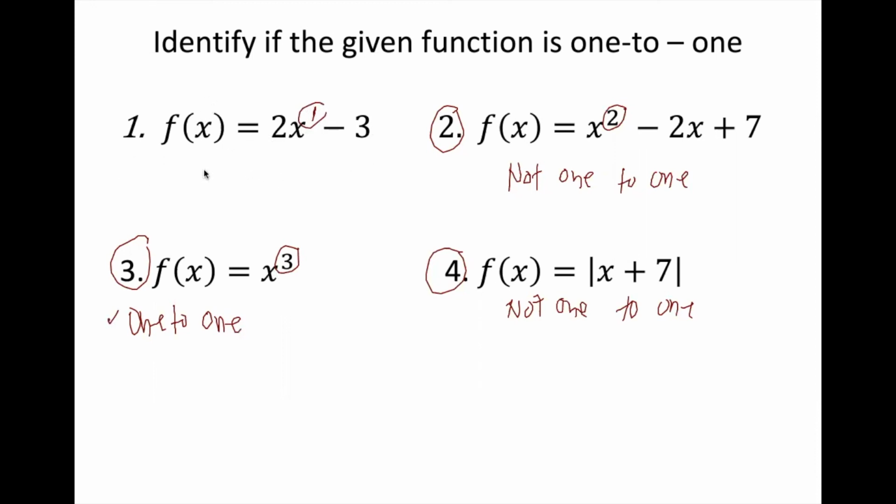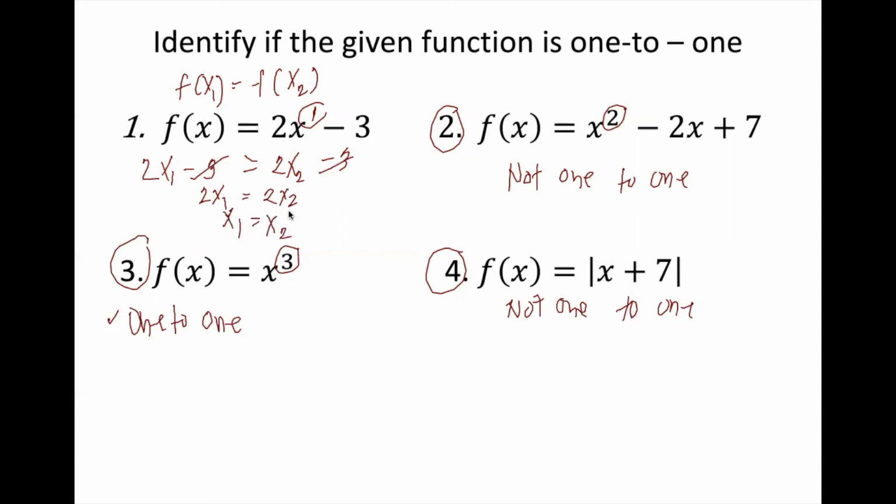We can show this one by substituting in the function. We have to show that if f of x sub 1 is equal to f of x sub 2, then x sub 1 equals x sub 2. So that is 2x sub 1 minus 3 equals 2x sub 2 minus 3. So the minus 3 will be cancelled out. We have 2x sub 1 equals 2x sub 2. Dividing both sides by 2, x sub 1 is equal to x sub 2. So this is a one-to-one function.